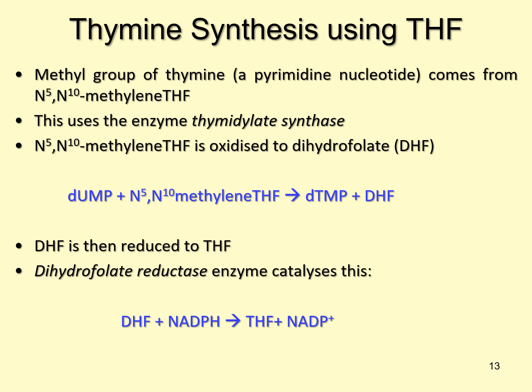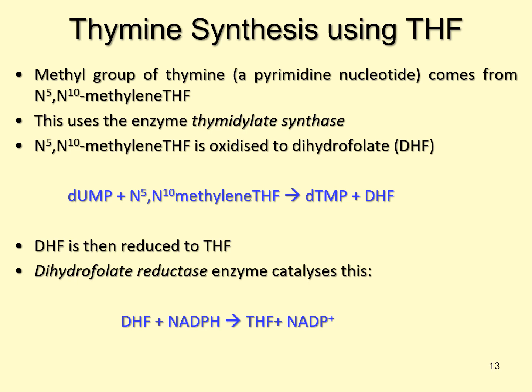The same is true with thymine, which is also synthesized using tetrahydrofolate. The methyl group of thymine, especially in pyrimidine nucleotides, comes from N5-N10 methylene tetrahydrofolate. This uses the enzyme thymidylate synthase. N5-N10 methylene tetrahydrofolate is oxidized to dihydrofolate. So this dihydrofolate is then reduced to tetrahydrofolate, and the dihydrofolate reductase enzyme catalyzes this reaction. So dihydrofolate plus NADPH produces tetrahydrofolate. So dihydrofolate is used for the production of tetrahydrofolate.